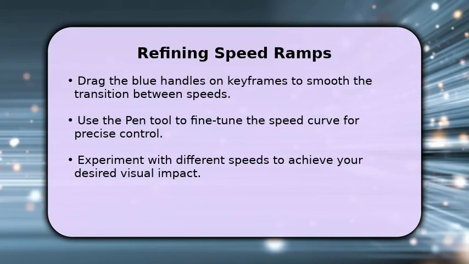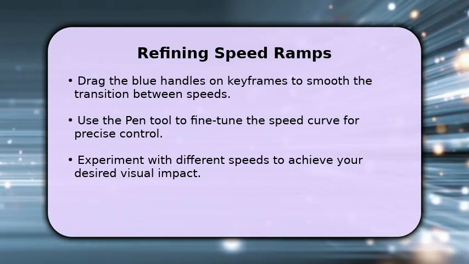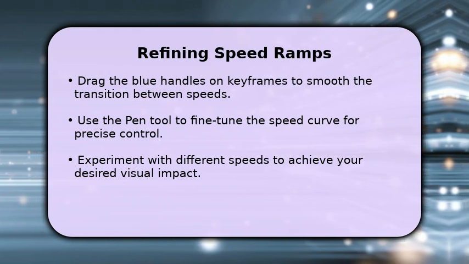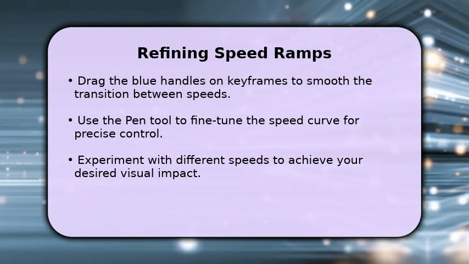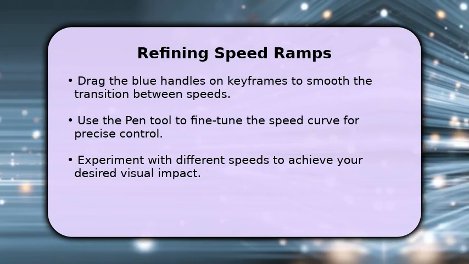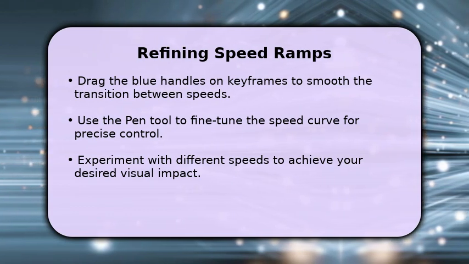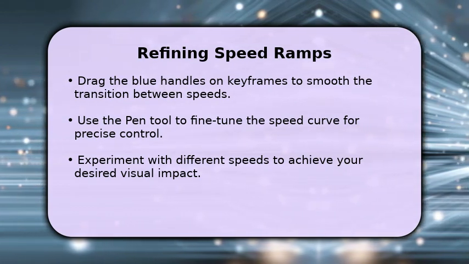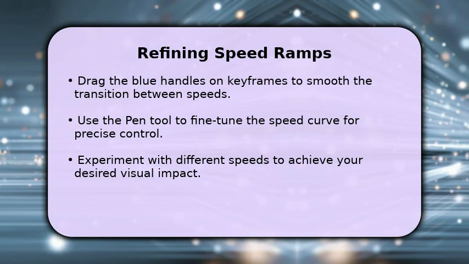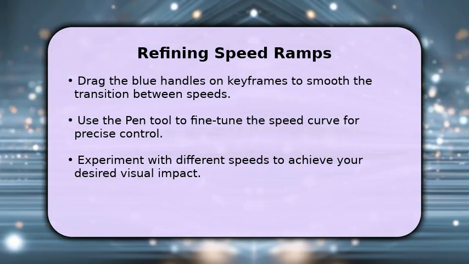To truly polish your time remapping, focus on refining the speed ramps. Notice the blue handles that appear on your keyframes. Dragging these handles allows you to smooth out the acceleration or deceleration between speed changes, creating a more organic look. For even finer control, you can use the pen tool to directly manipulate the speed curve. Don't hesitate to experiment with various speeds to achieve the perfect visual rhythm for your project.